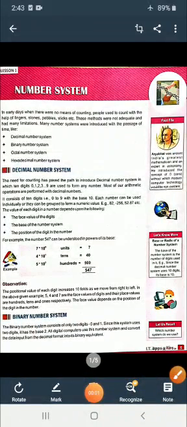We are going to discuss grade 7 computer science lesson 1, number system. In early days, when there were no means of counting, people used to count with the help of fingers, stones, sticks, etc. With the passage of time, many number systems were introduced, like decimal number system, binary number system, octal number system, and hexadecimal number system.